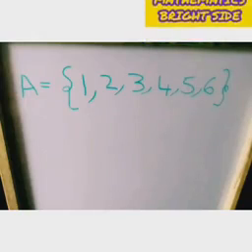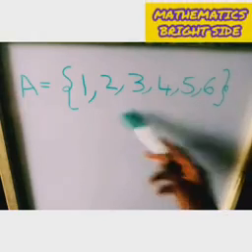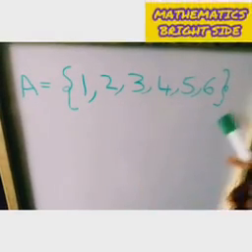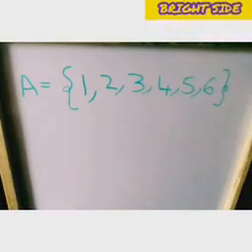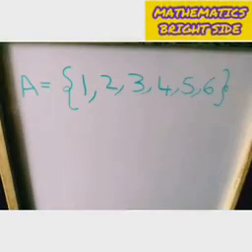Let's look at how to identify elements of a set. Elements of a set are just the objects found inside the curly brackets. That is, 1, 2, 3, 4, 5, and 6 that are found inside the curly brackets are called the elements of the set A. That's just it.